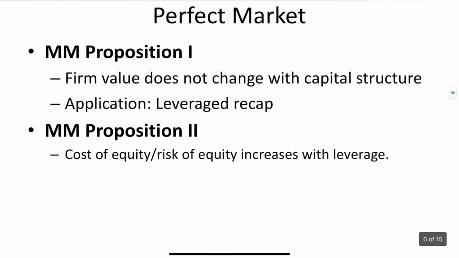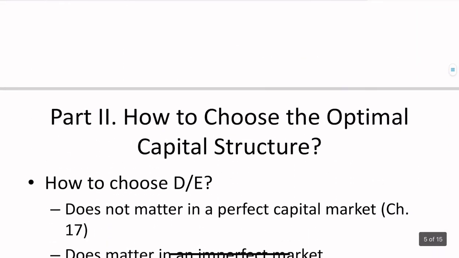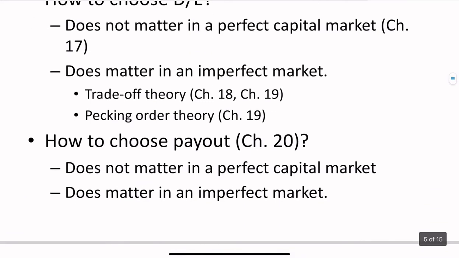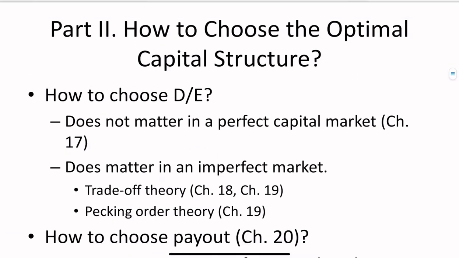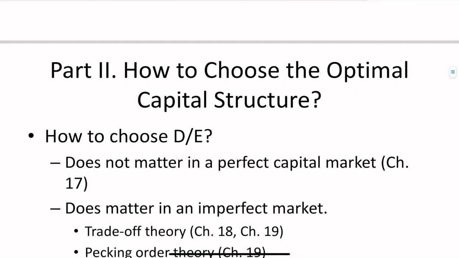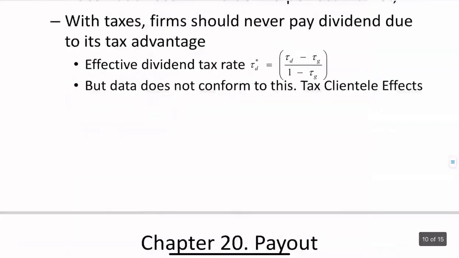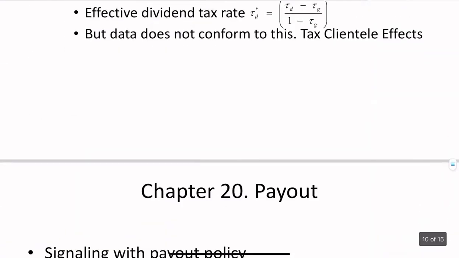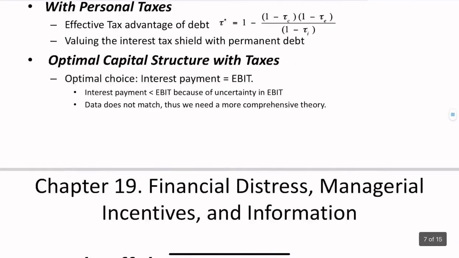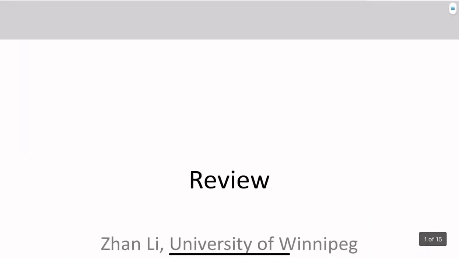And then we go into chapter 17 to chapter 20, which is the second part. The second part is about how to choose the optimal capital structure. And then the third part is about options. Basically, we have 2 chapters, chapter 14 and chapter 15. So let's first start from the first part.